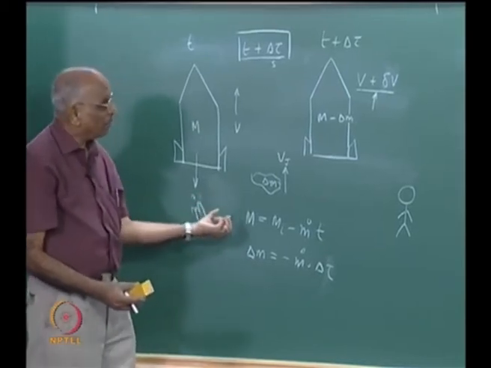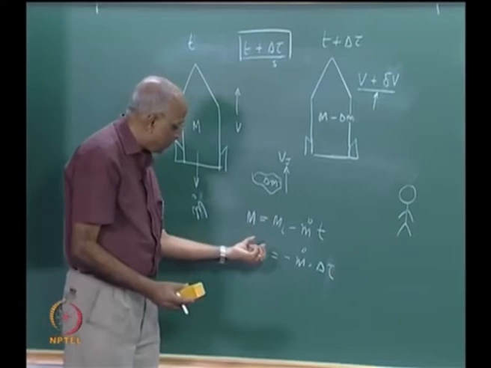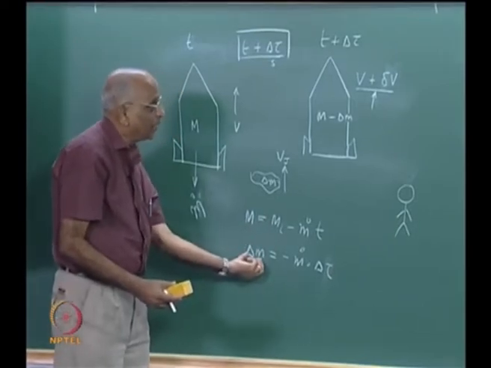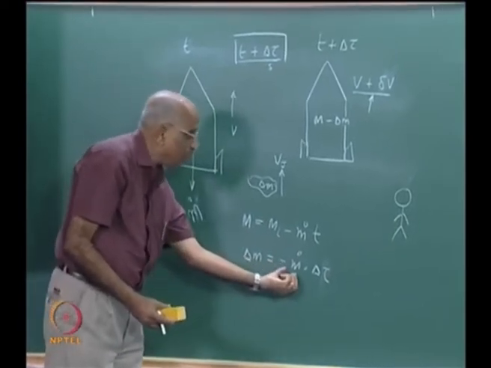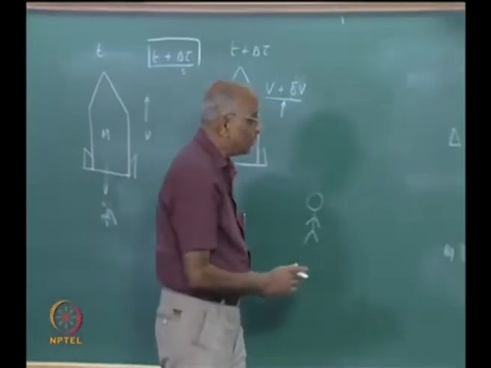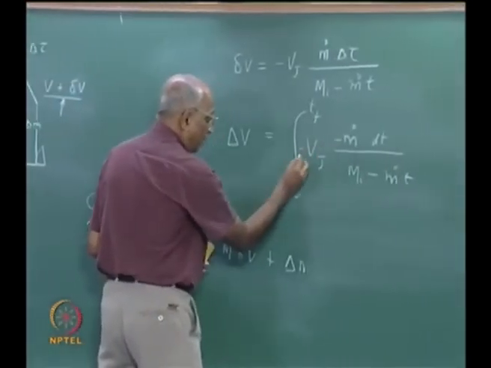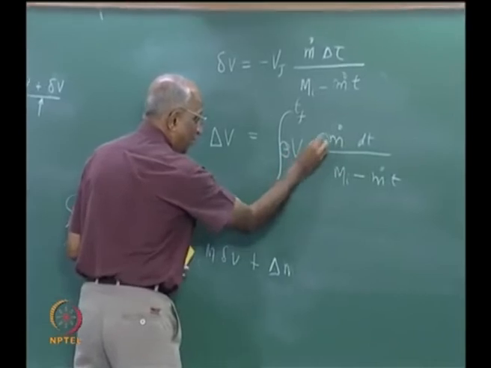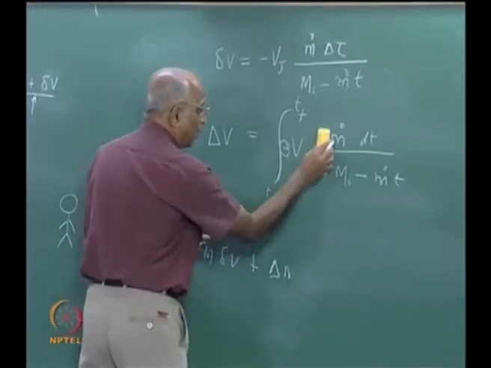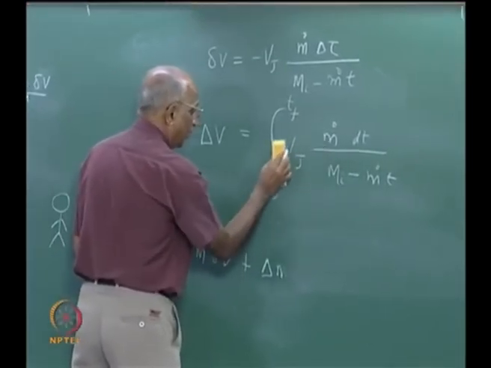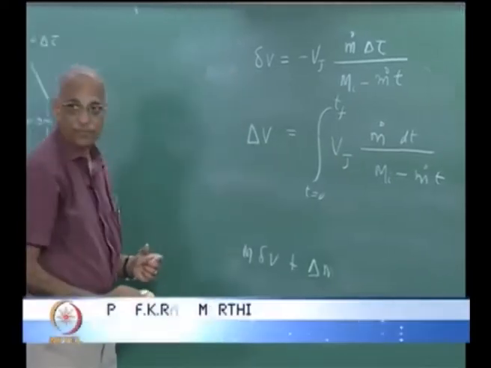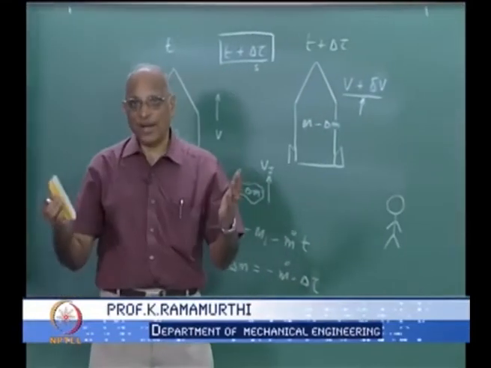And therefore, when I substitute the value of delta m, I should have substituted minus m dot delta tau. That means this should have been a negative sign, and this negative sign and this negative sign would have given me a positive sign, and the expression should have been plus Vj. Please let us go back, check it again.